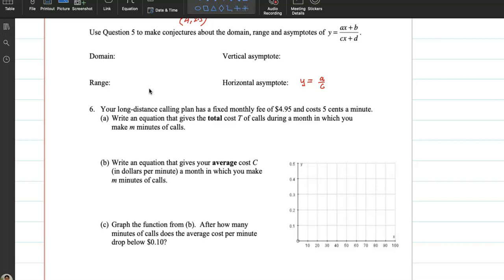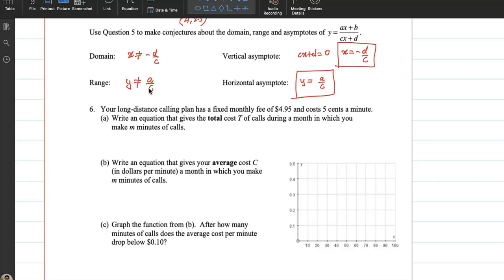Then the vertical asymptote is x equal to... you have to take the denominator equal to 0. So x is equal to minus d upon c. And then the domain is written from your vertical asymptote. So you write x is not equal to d upon c, you exclude the vertical asymptote, and you exclude the horizontal asymptote value for the range. Okay, straightforward.